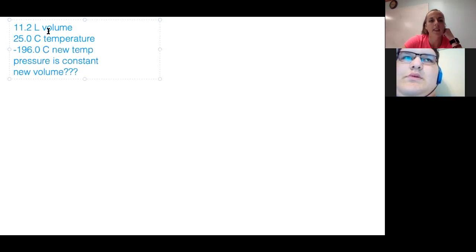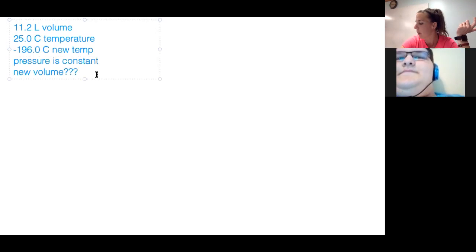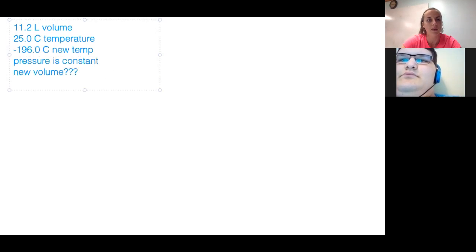So when I see a volume, a temperature, a new temperature, and asking for a new volume, in my head it's ringing a bell that I'm going to be using Charles's law. I couldn't remember if it was Charles or Boyle's, but I'm going to use Charles's law because that's the one that uses temperature and volume, because it tells me the pressure is constant, so I don't need to worry about pressure. If we were involving pressure, it would be the combined gas law.